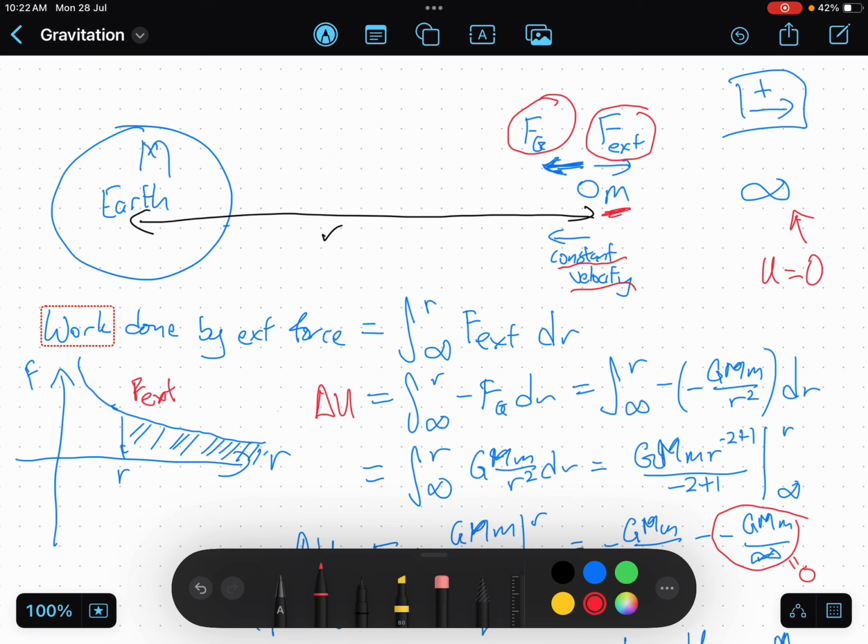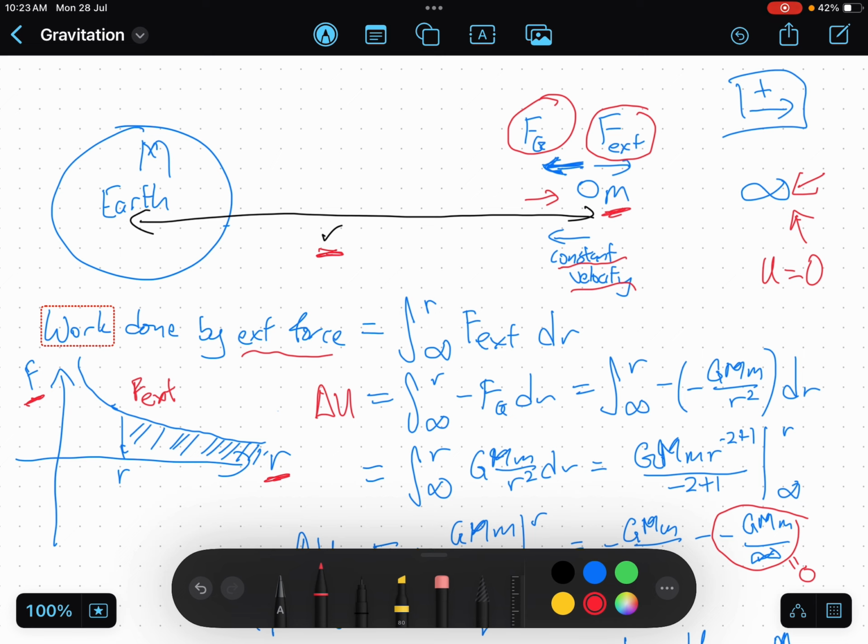So now we want to figure out what is the work done by the external force when I shift a body m from infinity, which is this position, all the way to a position here, which is a distance r away from the center of the Earth. Work done by the external force will be given by the integral from infinity to r of F external dr. Generally, work done is always the area under the F-r graph, so technically it's this area.